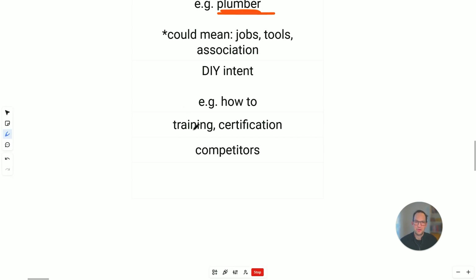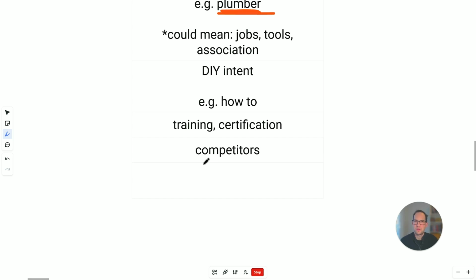The next type of keyword are anything to do with training and certification. So we want to be blocking words to do with, it might be plumber training, plumber apprenticeship, plumber certification, that sort of thing. Because again, obviously this is going to be a low intent search. They're not looking to buy anything as such, or hire anyone, I should say. So we want to avoid those.